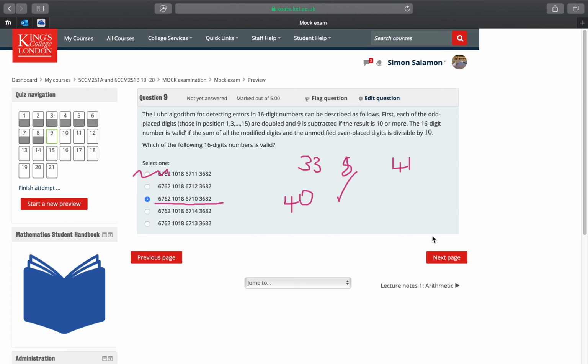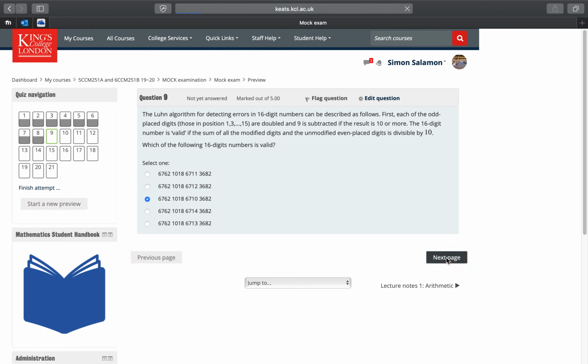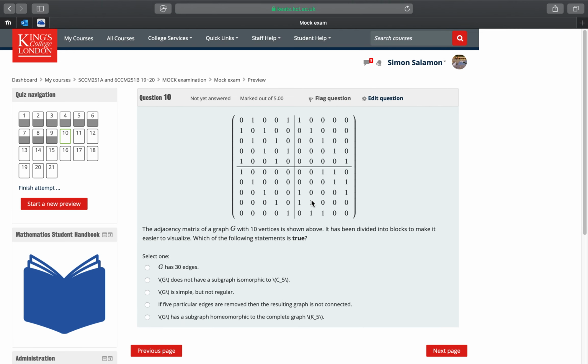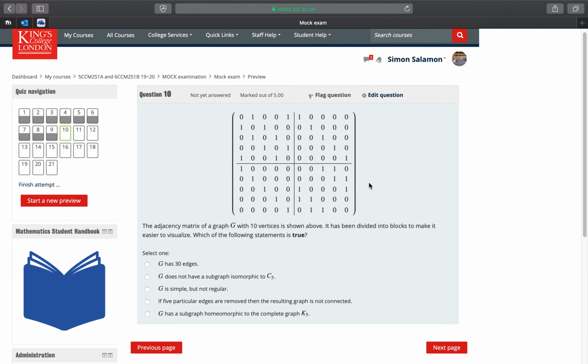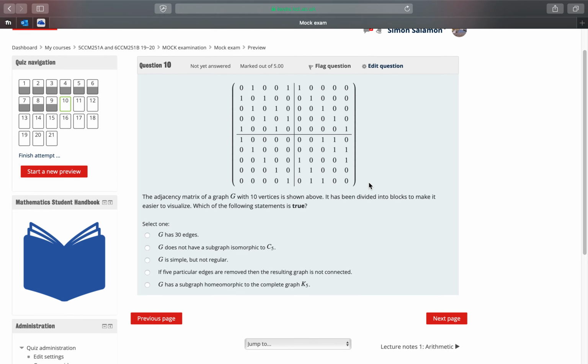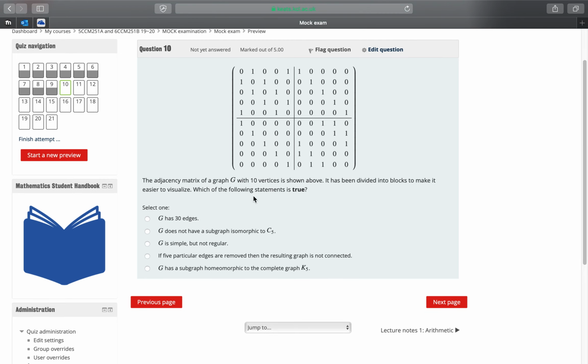Okay, next question. This looks as though it's about a matrix or linear codes, but it's not. In fact, it's about graphs, because this is the adjacency matrix of some graph. It's a simpler sort of quiz. We just have to find the true statement. Some will be very easily seen to be false.